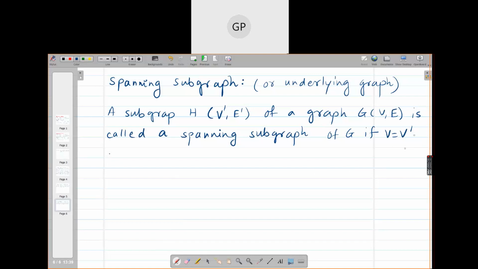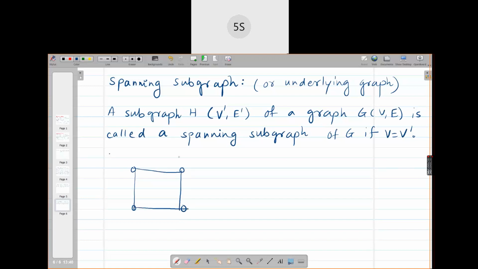Okay, this is the definition of spanning subgraph, that you will consider all the vertices of G in H, but you will consider only a few edges. That is called spanning. Do you understand what I mean to say? Girls, do you understand? Do you hear me?